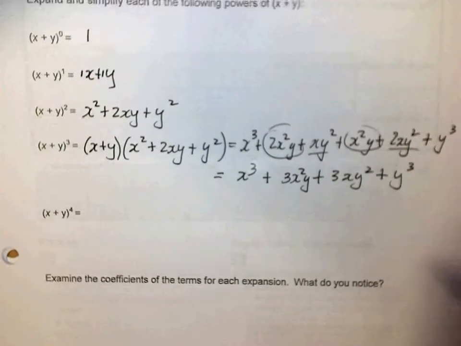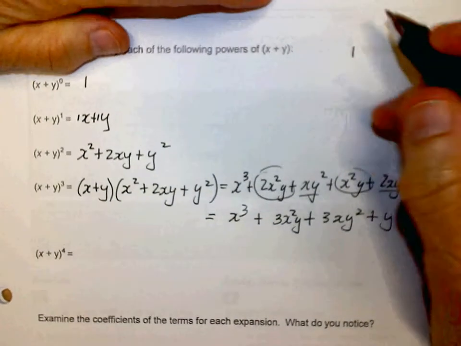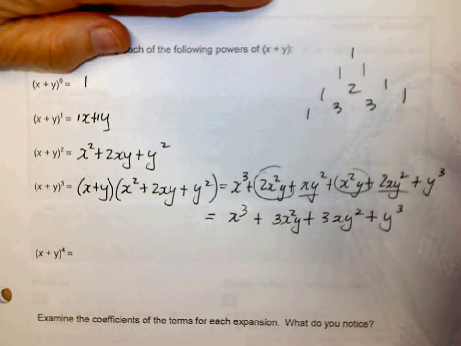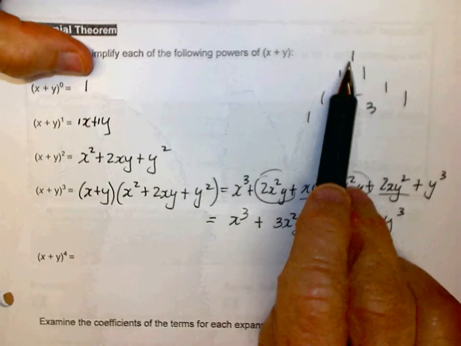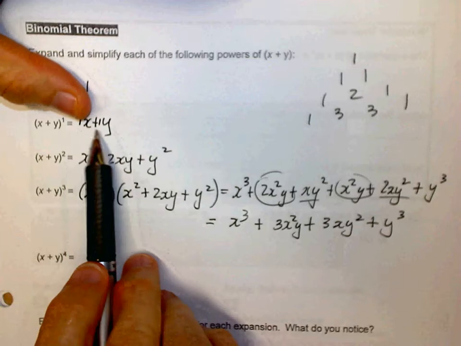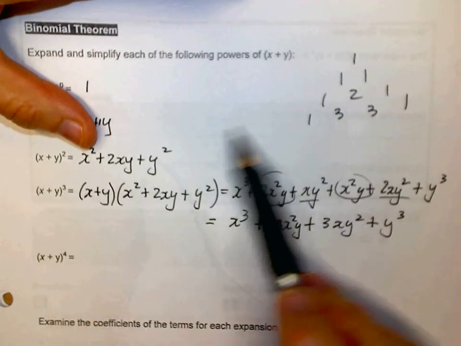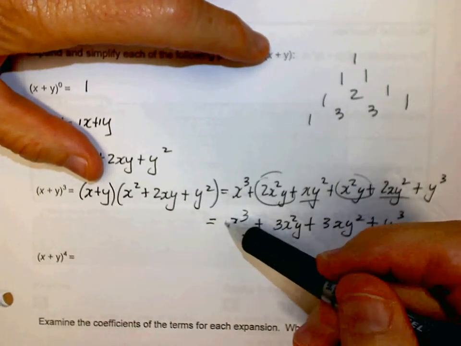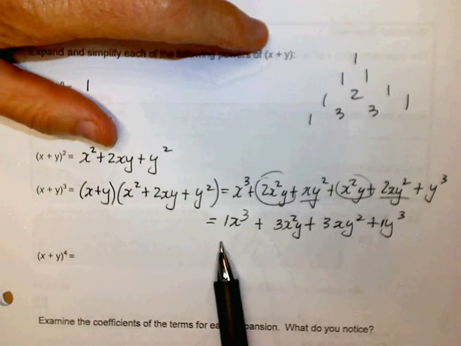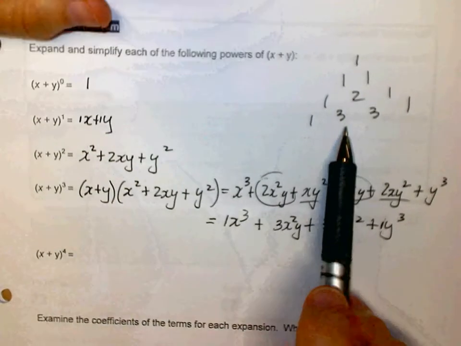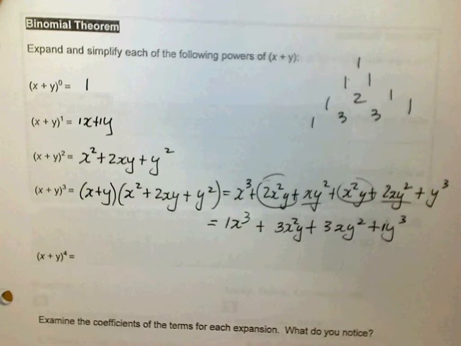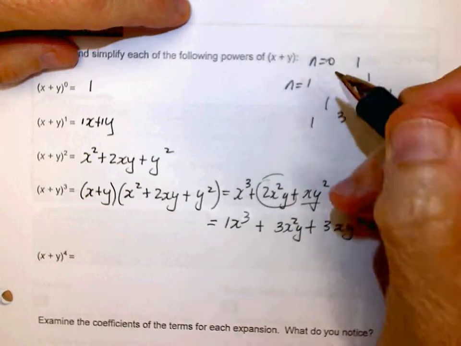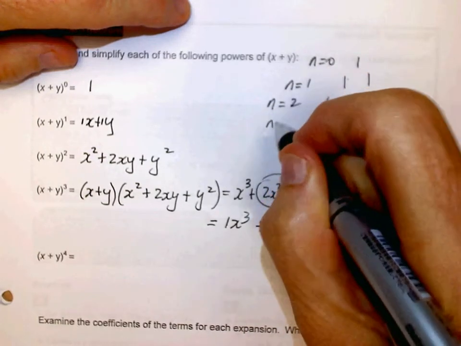So I want you to notice something. I'm just going to write a bit of Pascal's triangle up here. What do you notice? Notice the coefficients. That is 1. And that's 1, 1. 1, 2, 1. 1, 3, 3, 1. The ones here are understood, right? You see how we can get the coefficients of a binomial expansion by looking at the row. Okay, so this is row n equals 0. Remember, the row numbers start with 0. That's row n equals 2, n equals 3.